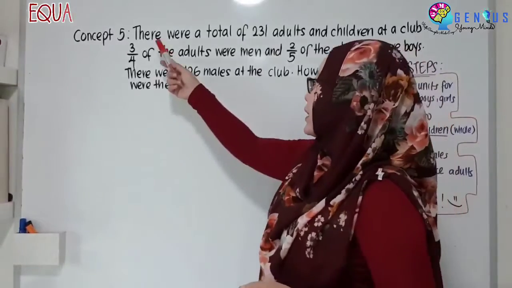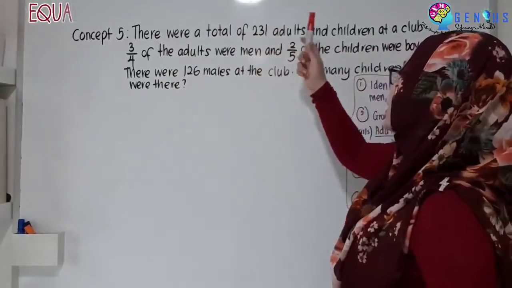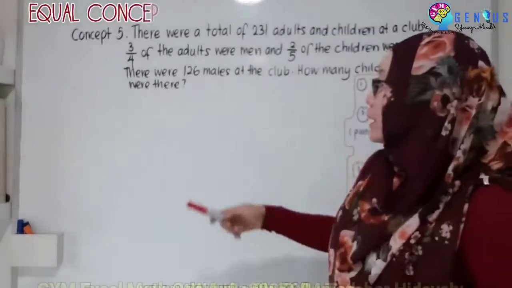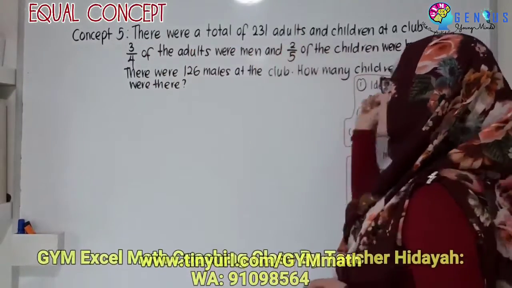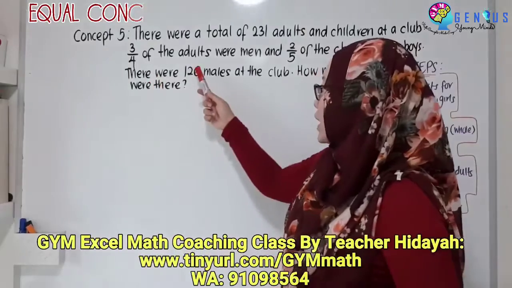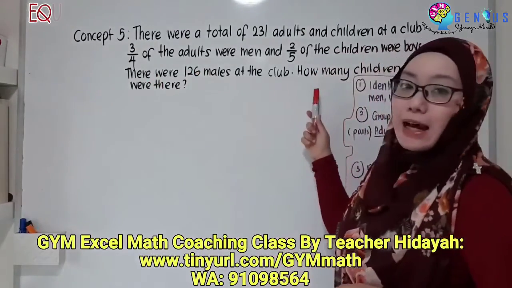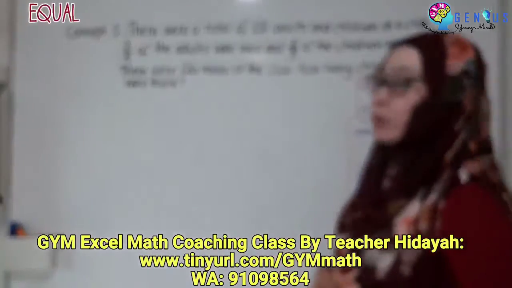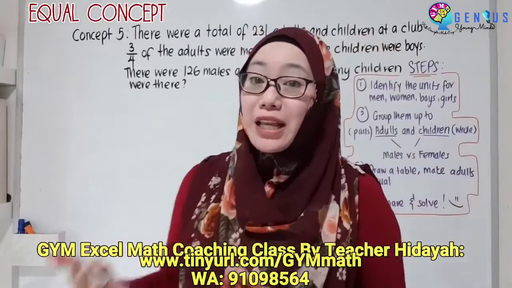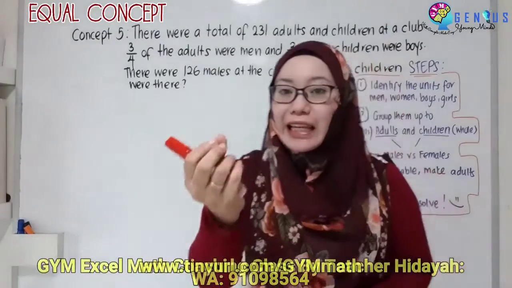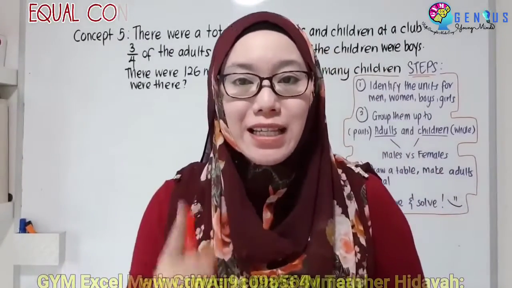There were a total of 231 adults and children at a club. 3/4 of the adults were men and 2/5 of the children were boys. There were 126 males at the club. How many children were there? So this is quite classic because they already throw in the keywords to show us this is equal concept.